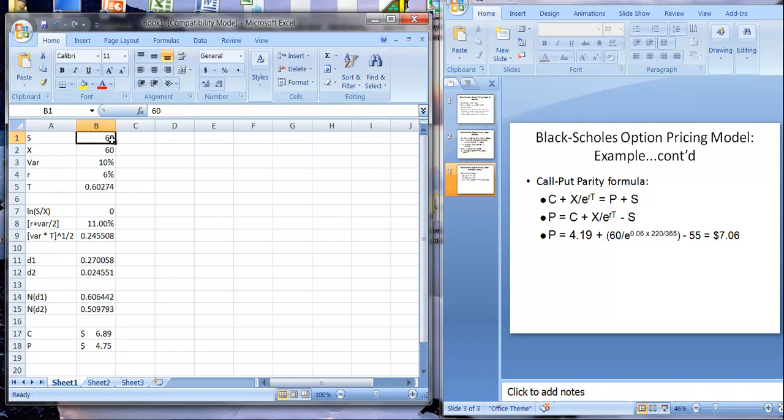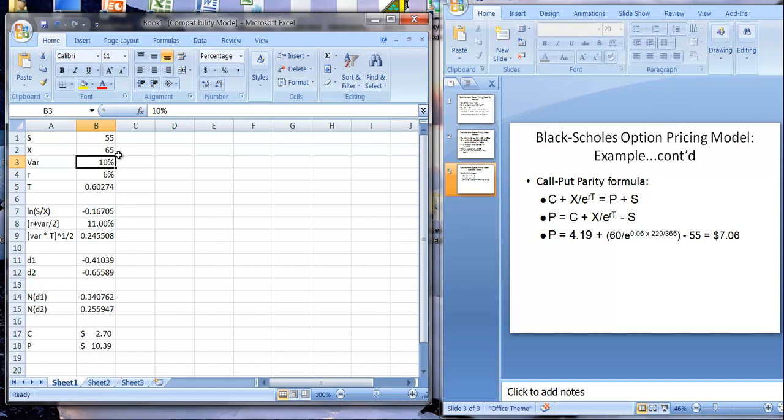Let's go back to our original number of 55. We can do this for each one. Let's see what happens when we change the exercise price. If you raise the exercise price, you're raising the price at which you can buy the stock, so it should become less valuable. So let's raise this to 65. The call option goes down, but the value of the put option goes up because this is our sell price.